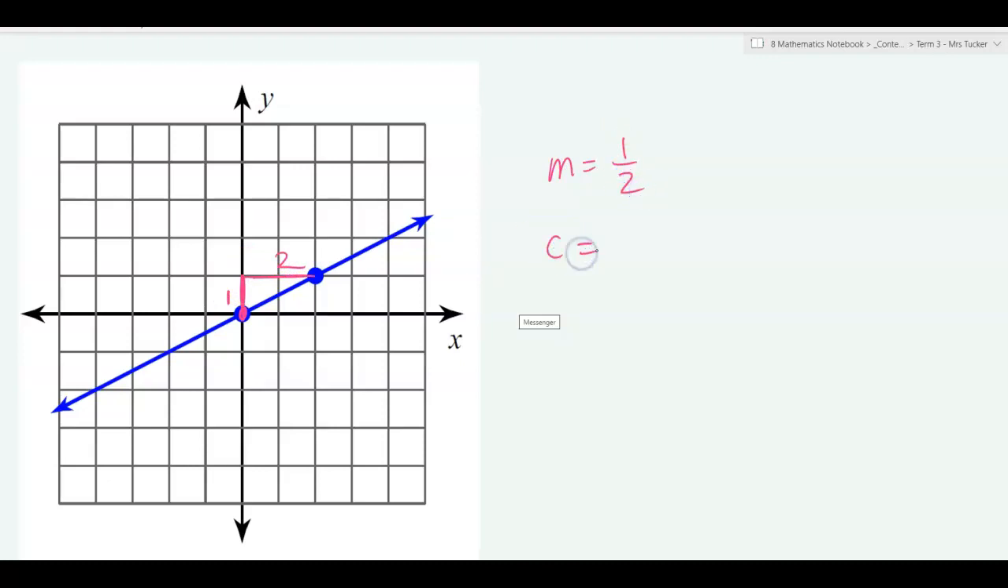C equals 0, because I'm just going through the y-axis at x equals 0. Y equals 0. Okay, therefore, y equals a half x plus 0. I would be looking for a half x as my final answer.